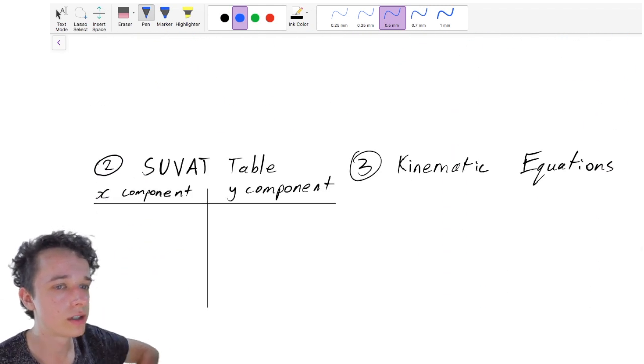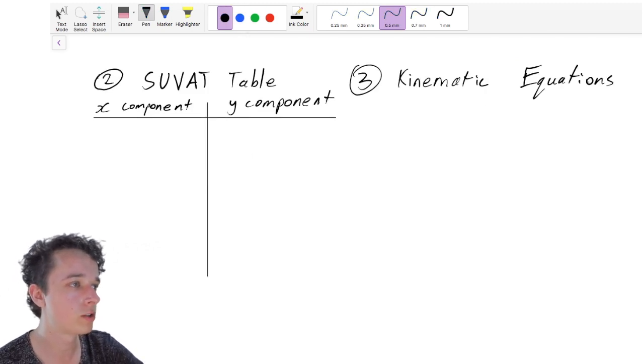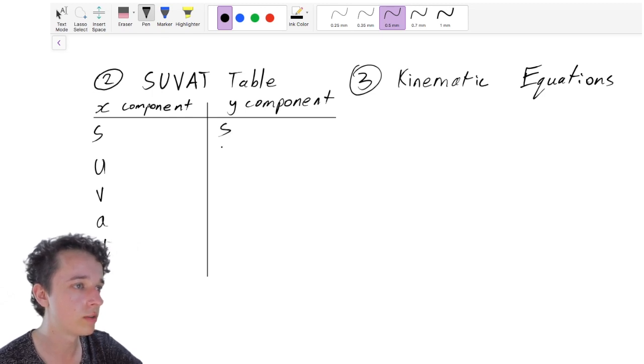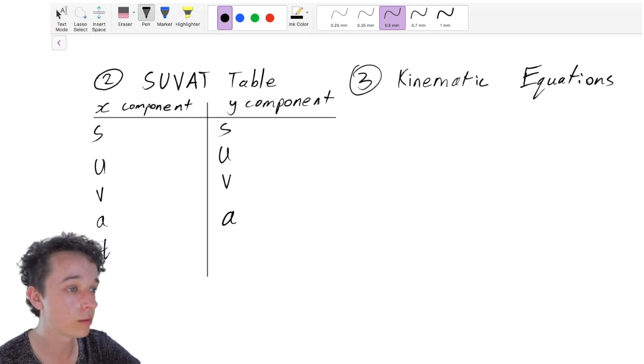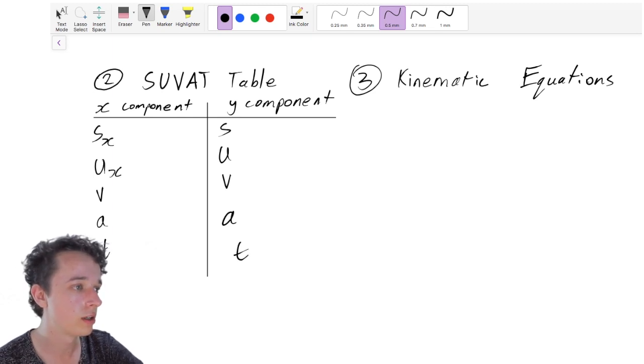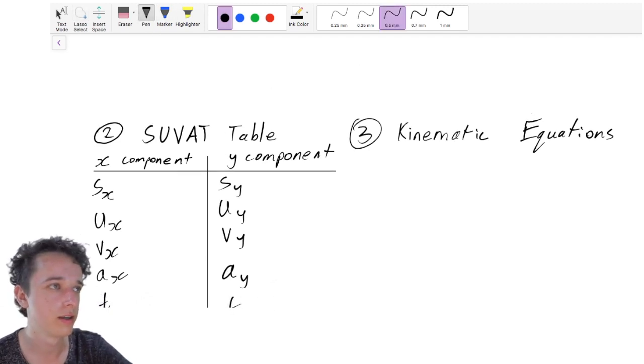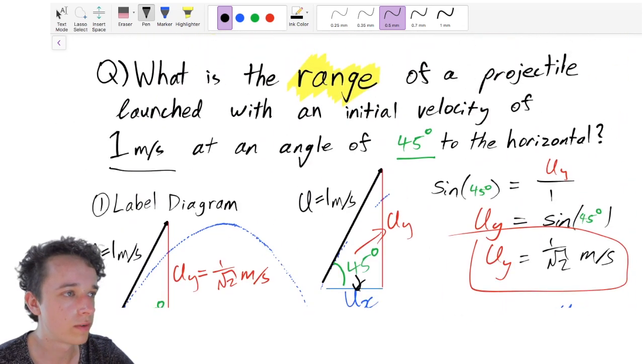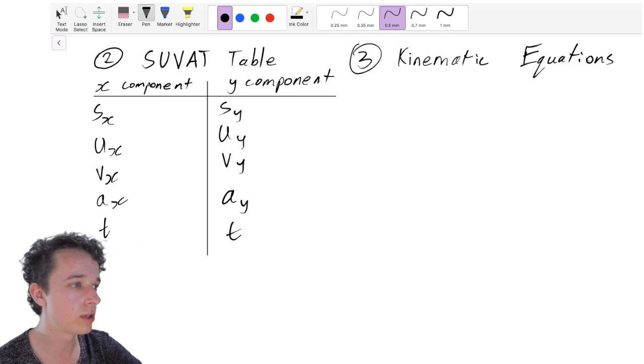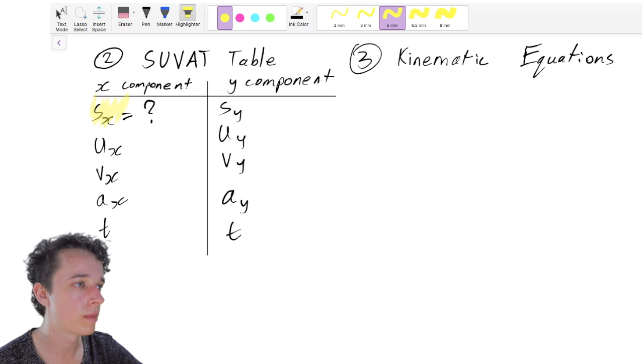All right, now to the second step. SUVAT: we have displacement, initial velocity, final velocity, acceleration, and time. So then we put on our subscripts. So what are we trying to find? What is the range? What is the horizontal range? So we are trying to find s of x here. This is what we are trying to find.